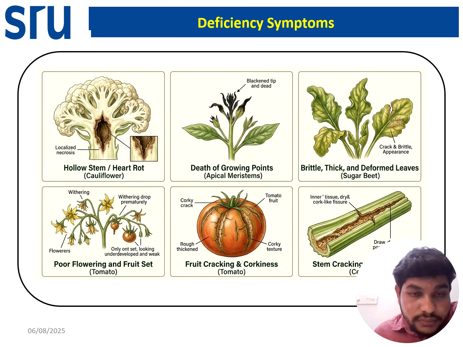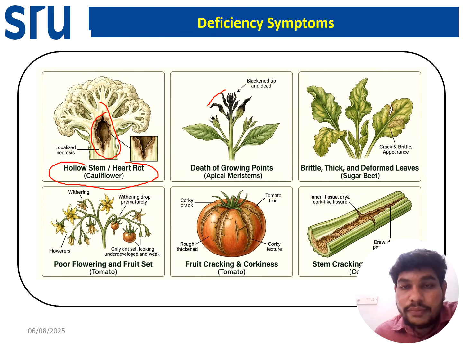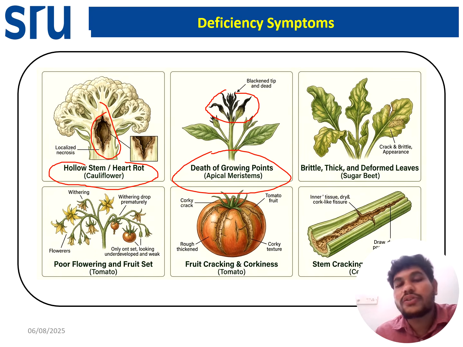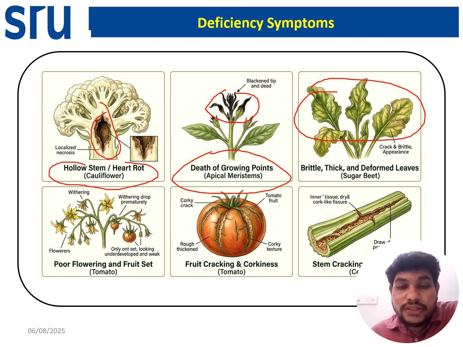This is the hollow stem problem in cabbage. This is the blackened tip and dying, that is, death of the growing tip because of the deficiency of boron. Brittle, thick, and deformed leaves in cabbage.